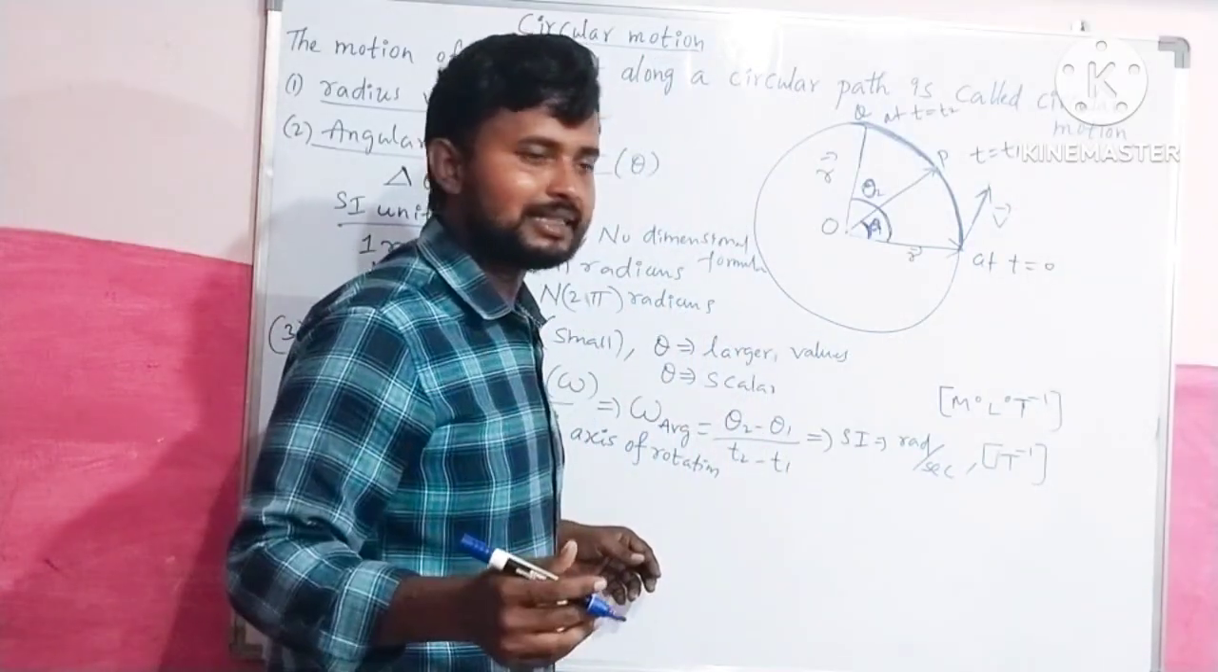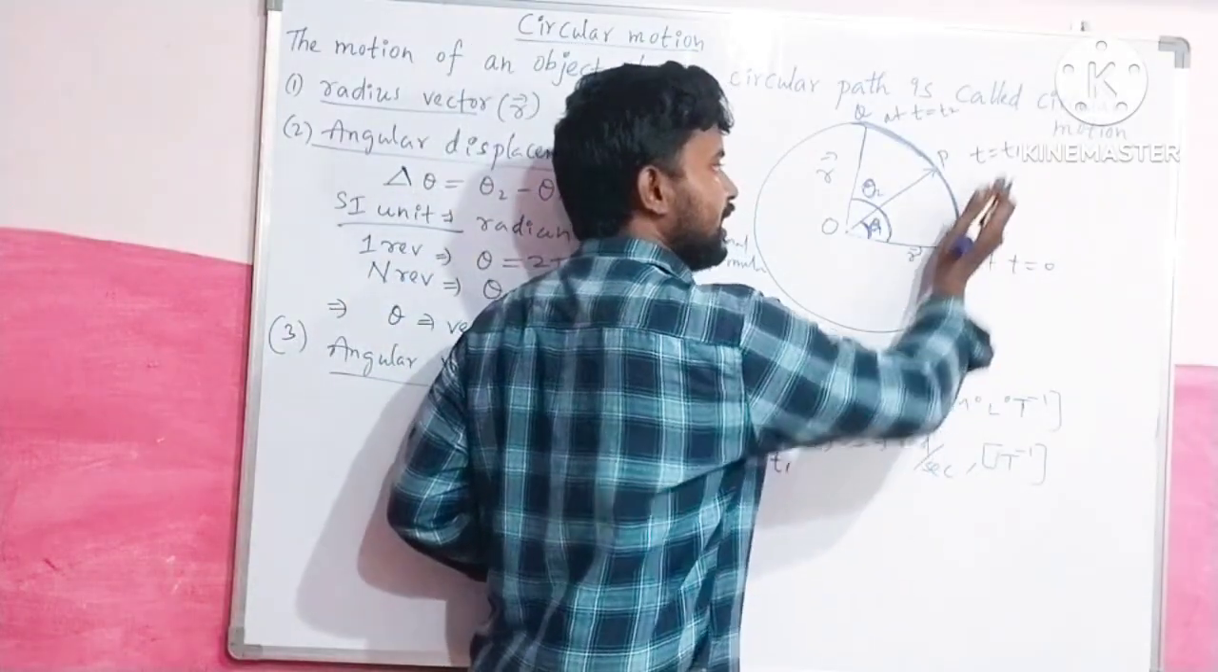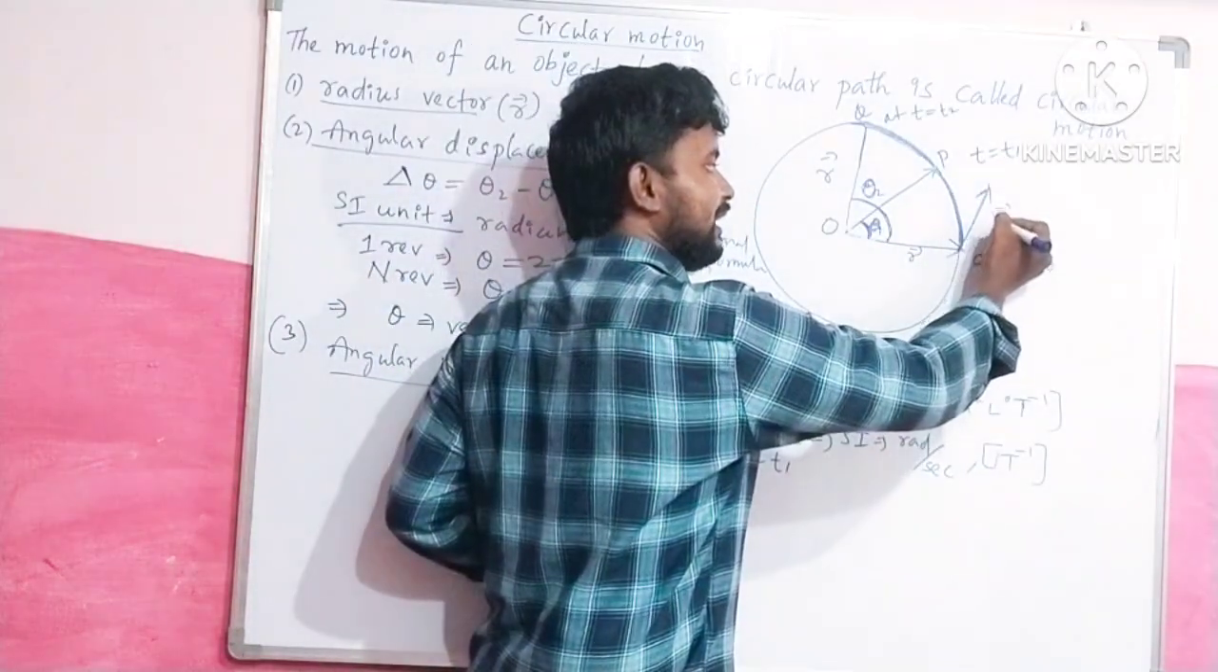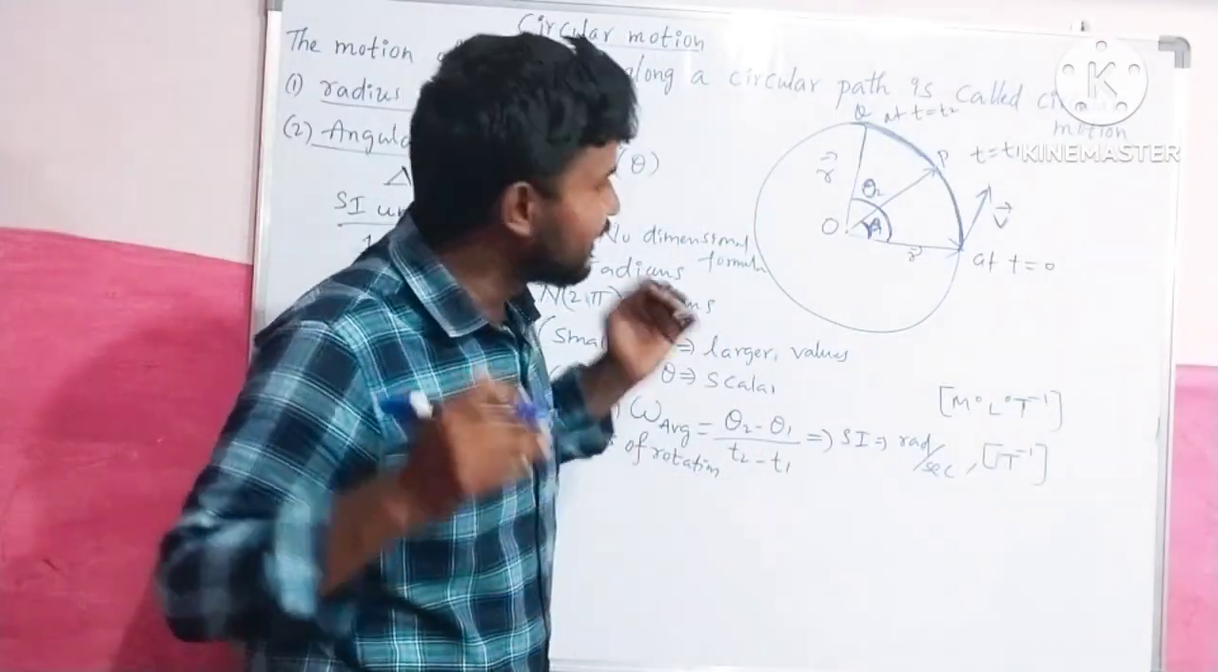Now, when you draw a tangent at this point, this gives the direction of the velocity. Linear velocity is represented by the letter V.